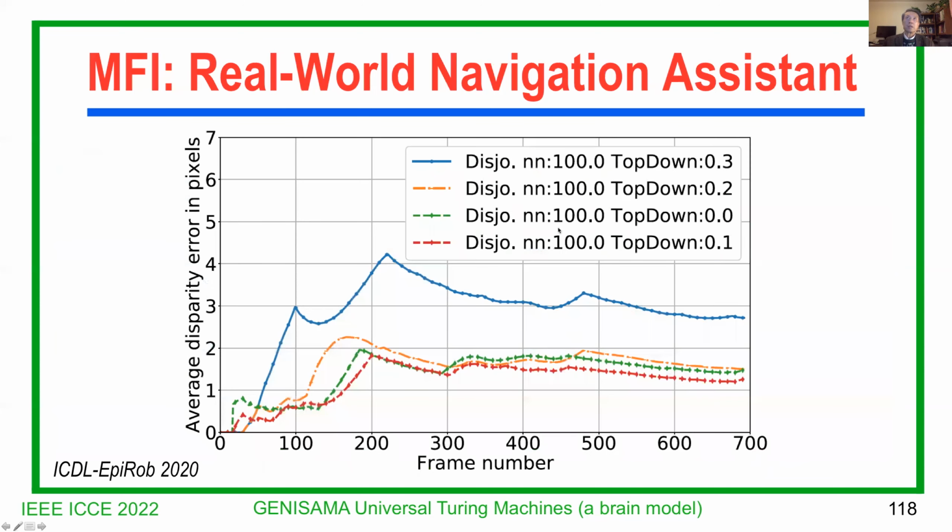Everything is running interactively in real time. This is the performance evaluation in 2020. We tested the signal input from the human, which is disparity, and the accuracy. As time passes, the error goes down gradually to a little over 1 pixel.